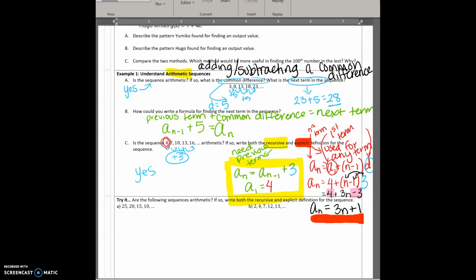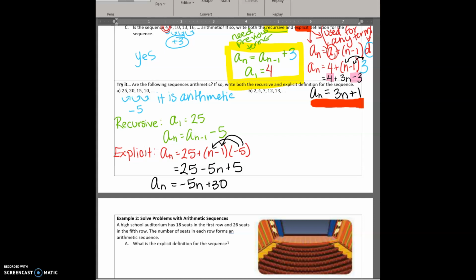Okay, so now go ahead and pause and try the next ones. Okay, so for this one here, our first term is 25. And so we're going to see that in our recursive right here and our explicit right here. And then our common difference was subtracting 5. So here and here.